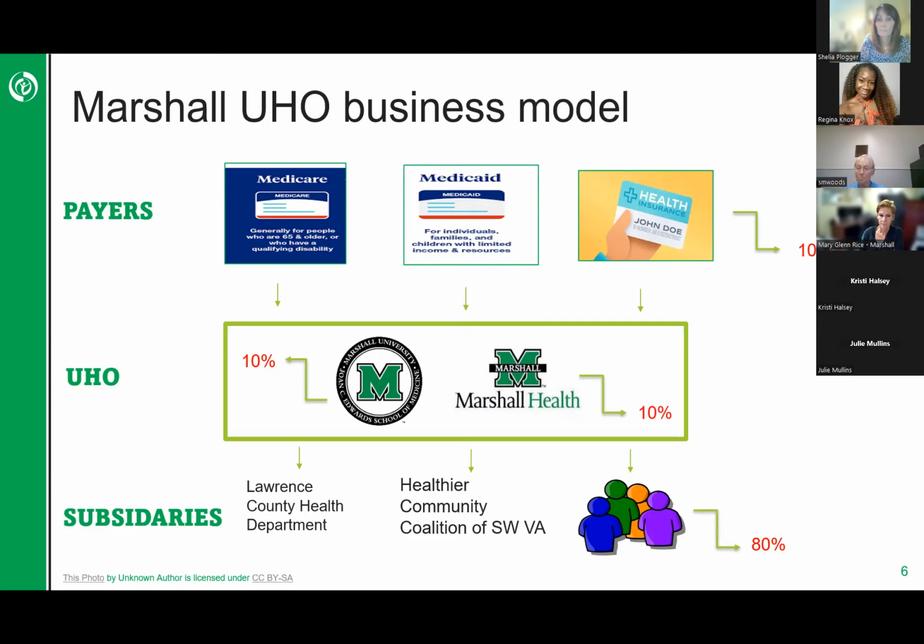The 80% goes back to you as the subsidiary or affiliate. It comes back to you to put back into programming, so you can use that for running your program, class recruitment, retention, anything related to your particular diabetes prevention program.